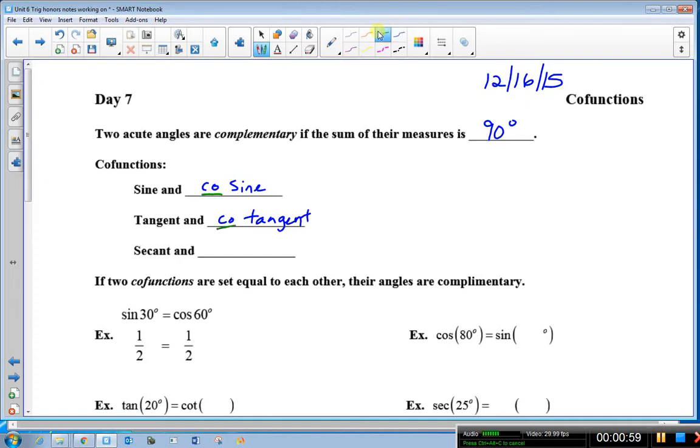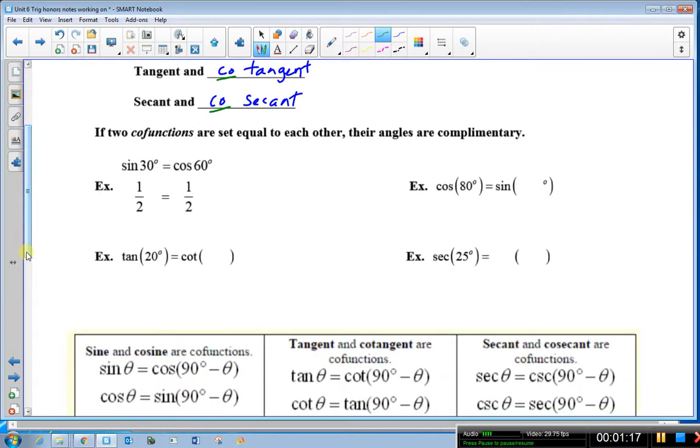So underline that. Secant and cosecant. Okay. So if two cofunctions are set equal to each other, their angles are complementary. So sine 30 is equal to cos of 60, so 1/2 equals 1/2. So fill in these for me. Cos 80 equals sine of. Tan of 20 equals cotan of 70. Yep. Sec 25 equals cosecant of 65. Okay, great.